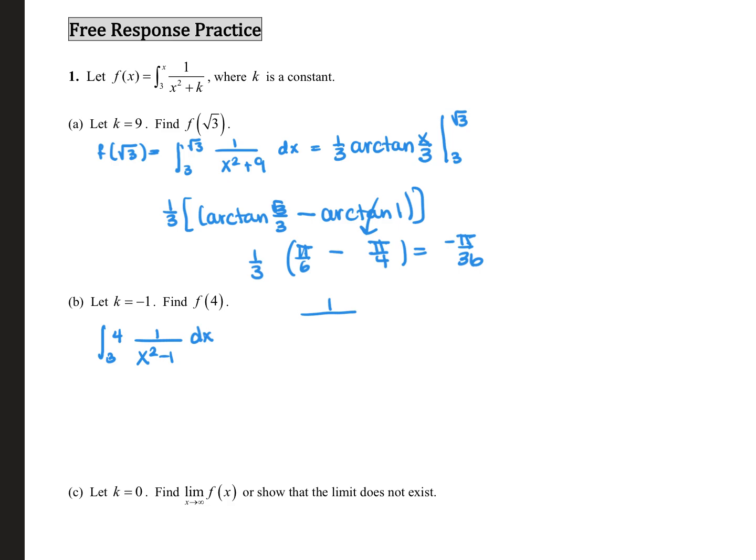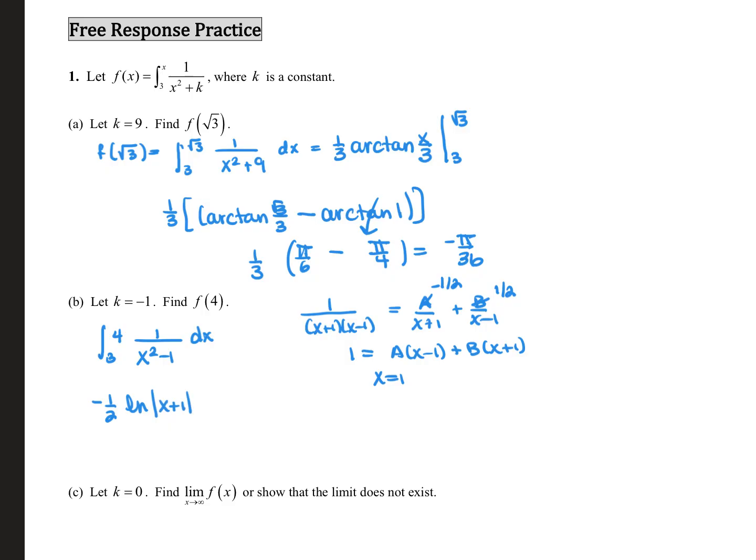So going off to the side and doing our partial fractions. Multiplying by the denominator. Plugging in my x values. If x is equal to 1, we're going to get b is equal to 1/2. If x is equal to -1, we're going to get a is equal to -1/2. So this is going to be -1/2, the integral of 1 over x plus 1. And same thing. Now I can combine these. And then I'm going to evaluate from 3 to 4.